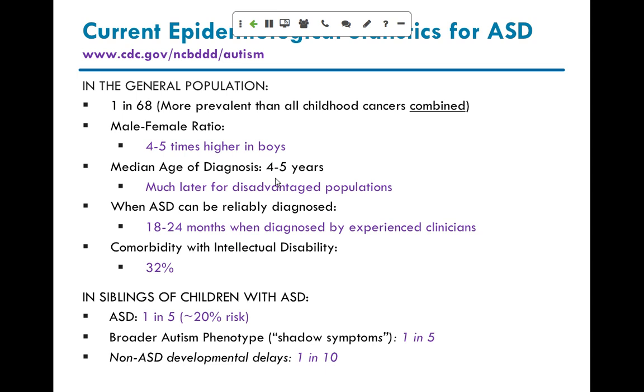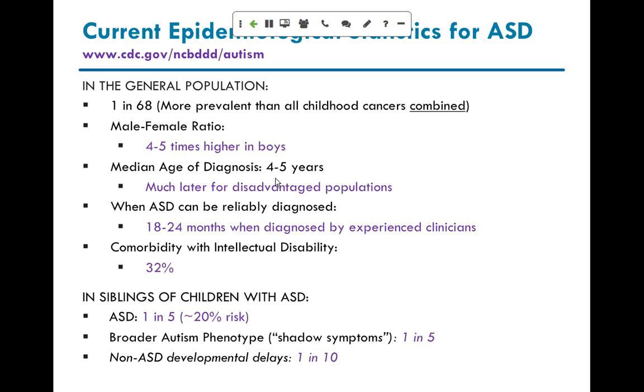And then in siblings with autism, we know it's a genetic disorder. And if you have one child with autism, the likelihood of having a subsequent child with autism is no longer just over 1% of the population. It's 1 in 5, which is a 20% risk. So 1 in 5 biological siblings will have autism.